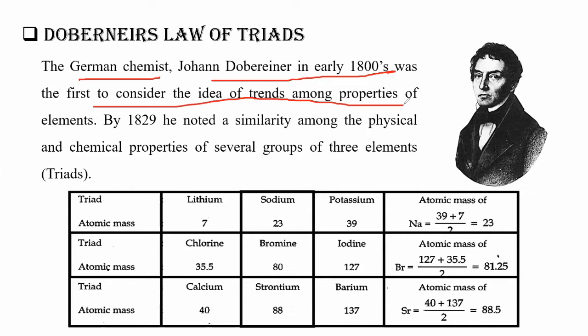Okay, now how did this happen? The first attempt was made by Mr. Johann Doebereiner. This is Dr. Doebereiner, as you can see. I don't know whether you have seen him before or not, but this is Dr. Johann, a brilliant scientist of that time. In 1829 he noted similarity among the physical and chemical properties of several groups of three elements.